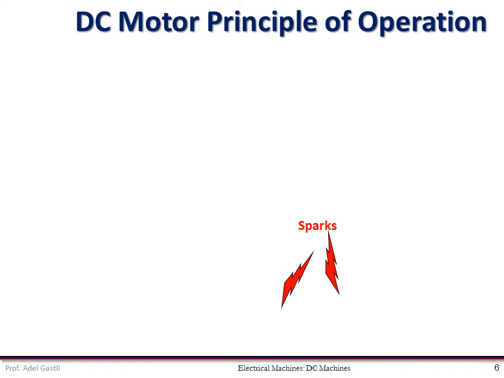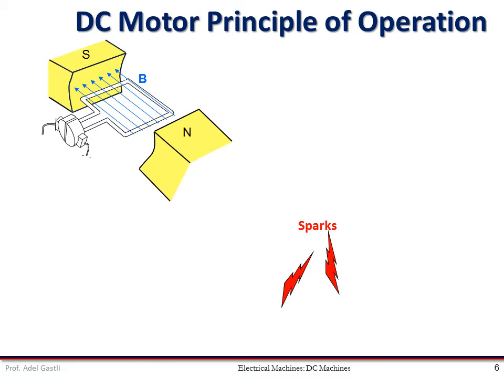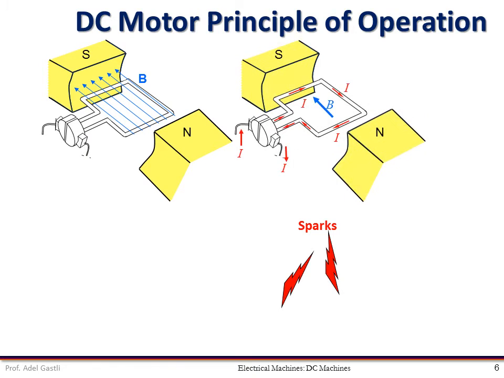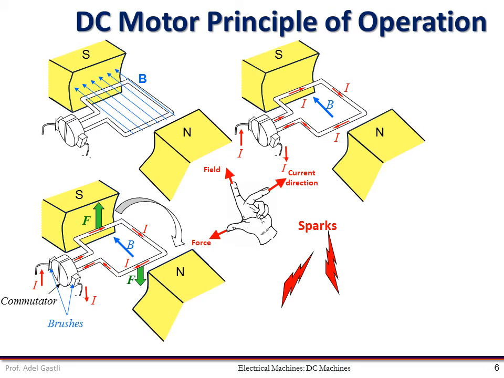Let's see that with a better 3D representation. So if the coil is placed in a constant magnetic flux density B, and we inject a current I in the coil through the brushes and commutator, then according to the left-hand rule, a force will be generated on the coil conductors, creating a torque which will force the armature to rotate.